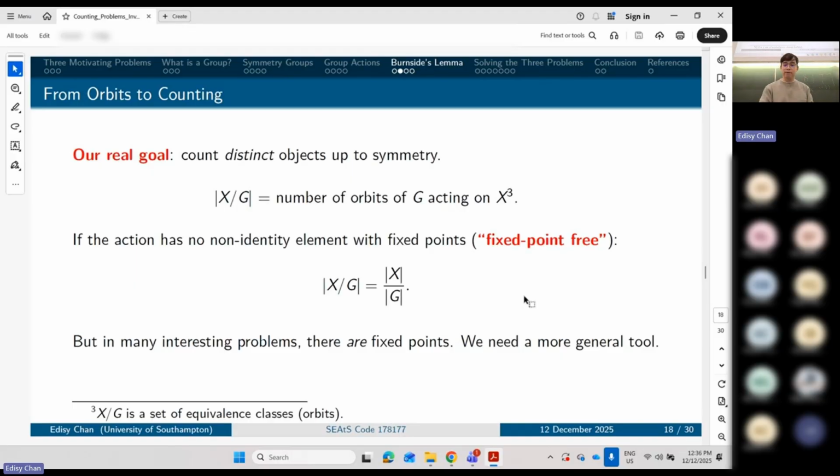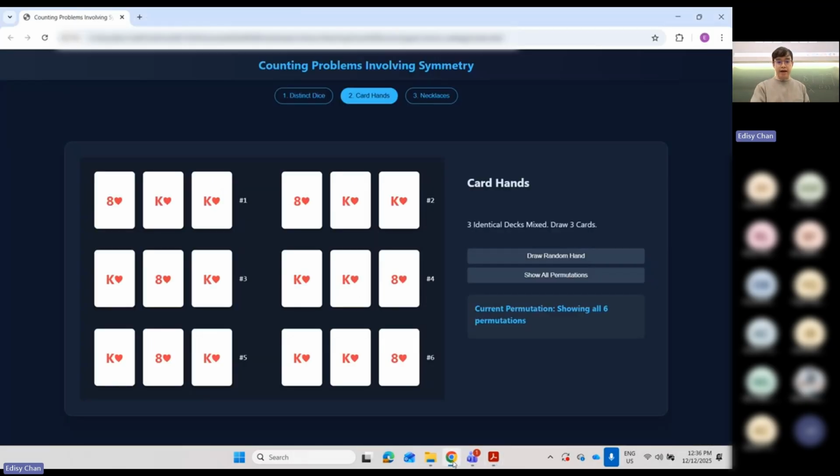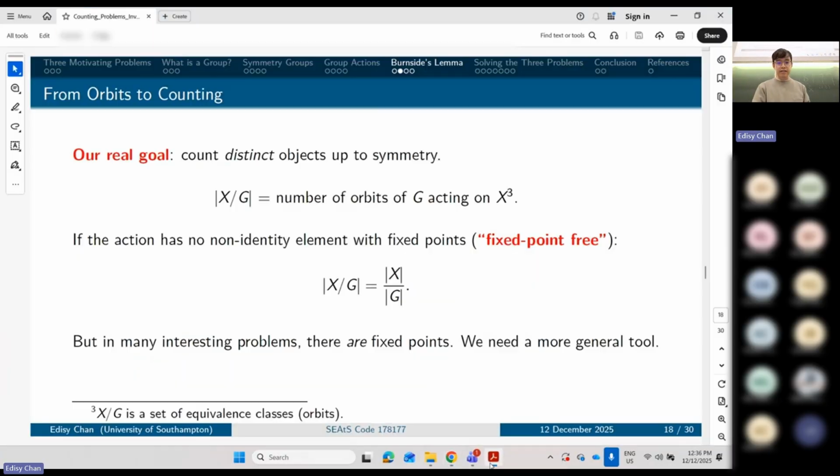Sometimes we don't know. So like our case for the hen, you can see that these are permutations. The first one is the identity permutation. The second one is we swap the 2 and 3 position, right? But this is a non-identity element, and it also has a fixed point, right? But now if our case is for the non-identity elements, we don't have any fixed point, then we can calculate the number of objects very easily.